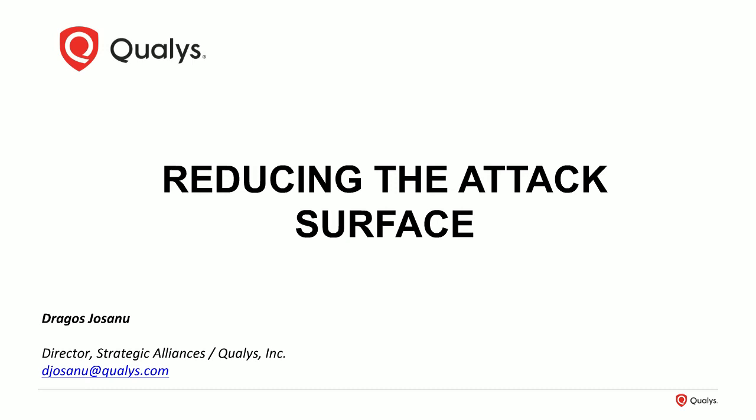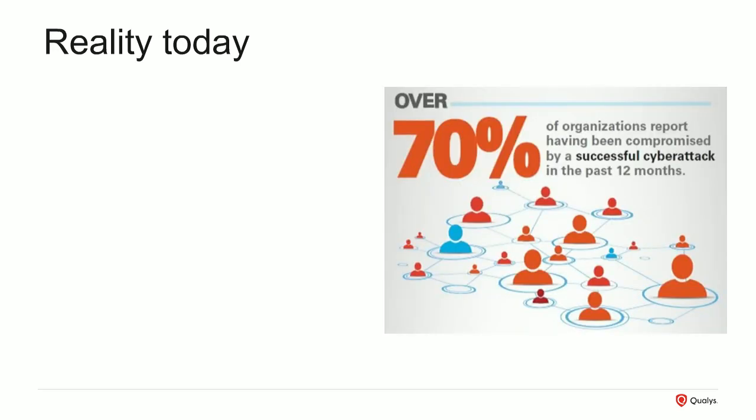The attack surface. And I'll start from looking a bit at what is the reality today. And obviously, we all know that a lot of organizations get breached. Actually, a hard number, a statistic shows that about 70% of organizations got compromised within the past 12 months, which is a very, very high number.